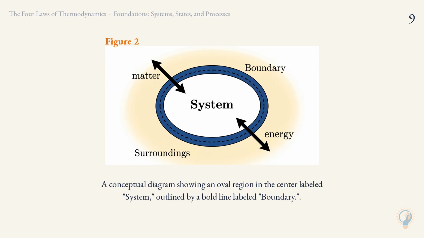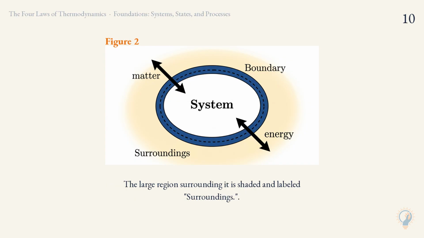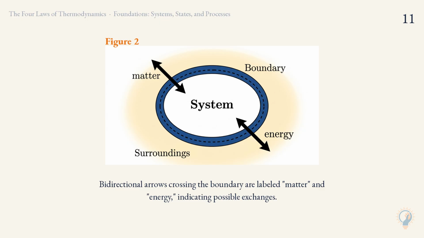Figure 2, a conceptual diagram showing an oval region in the center labeled system, outlined by a bold line labeled boundary. The large region surrounding it is shaded and labeled surroundings. Bidirectional arrows crossing the boundary are labeled matter and energy, indicating possible exchanges. The diagram defines the 3 fundamental zones present in every thermodynamic analysis.